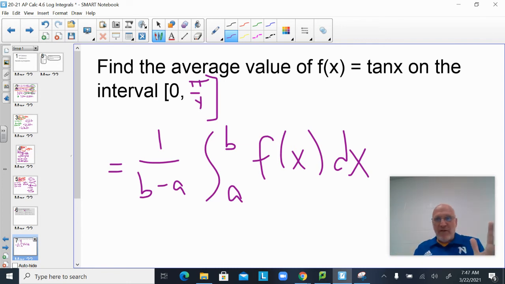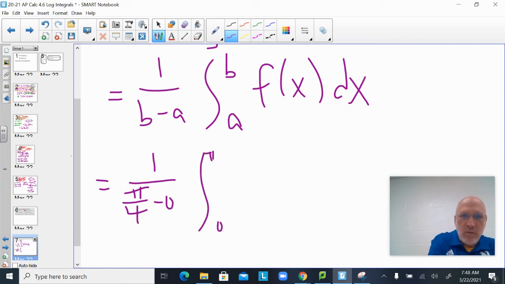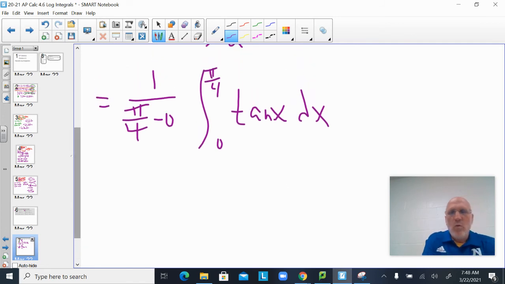Remember graphically, if I drew a picture of this, this was how tall would the rectangle be that has the same area as the actual area. So now let's just start plugging in. This is 1 over pi over 4 minus 0 times the integral from 0 to pi over 4 of the function, tangent of x dx. Well, this is 1 over pi over 4. Remember, 1 over a fraction is just the reciprocal of the fraction. This becomes 4 over pi.